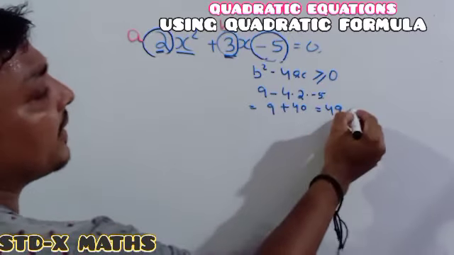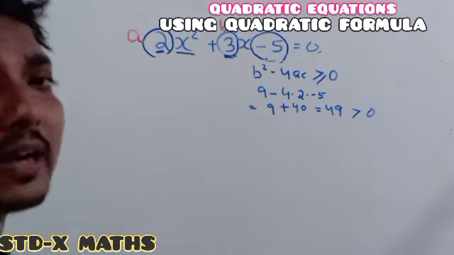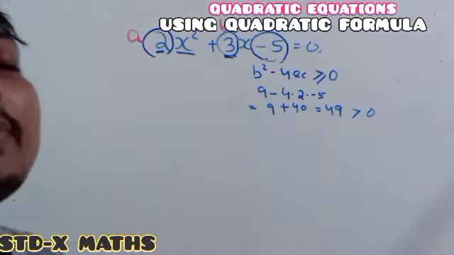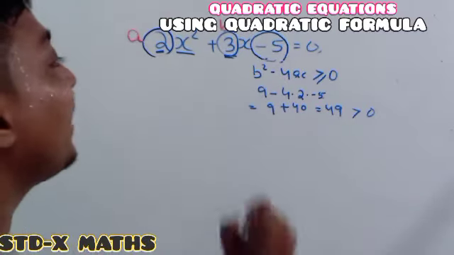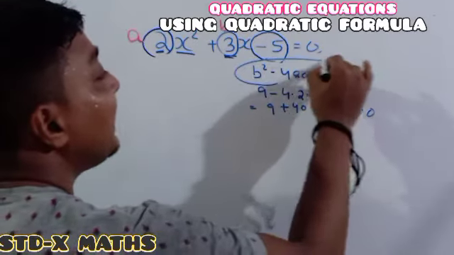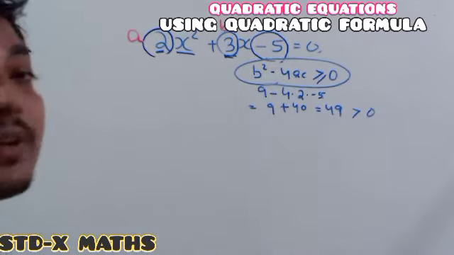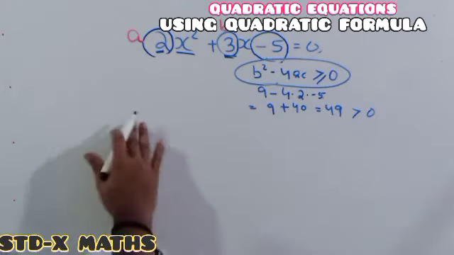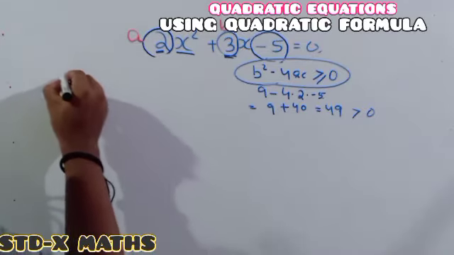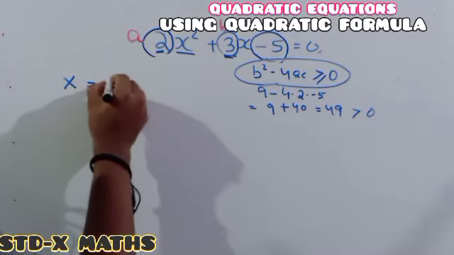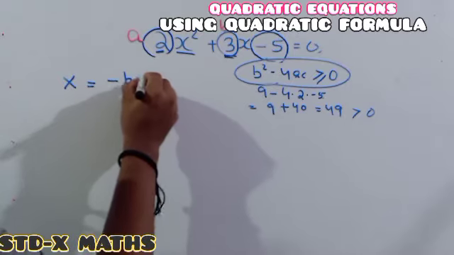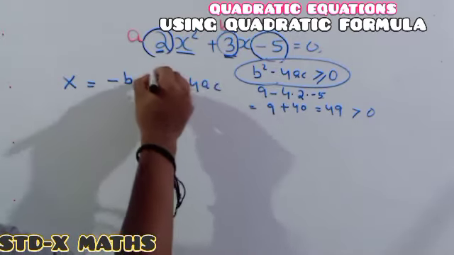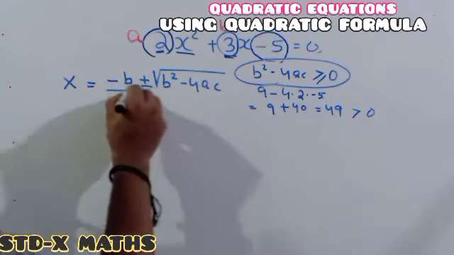So 49 means 100% it will be greater than 0. The formula I will apply will be applicable only when b² minus 4ac is greater than 0. Then we can apply the formula. Here you directly put it as, remember the formula, x is equal to minus b plus minus the square root of b² minus 4ac, divided by 2a.